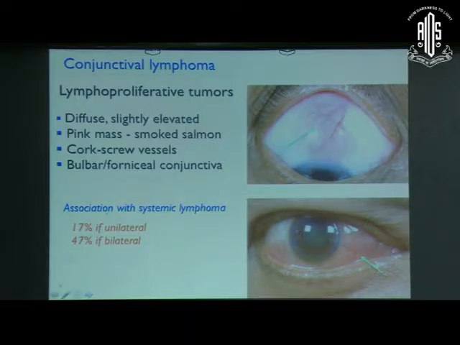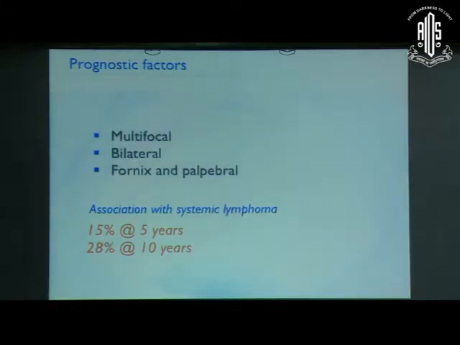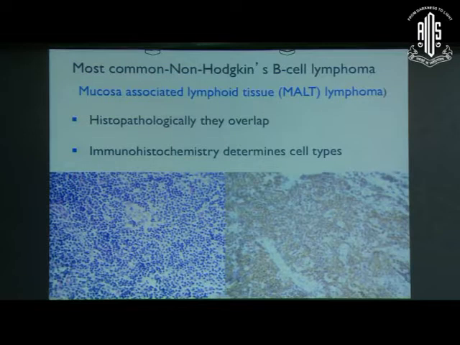So when do you want to actually investigate the patient? So as you can see here, this is from various literature that systemic association is 17% in cases of unilateral lymphoma and 47% if it is bilateral. So we would advise any patient who is histopathologically confirmed to have lymphoma of the conjunctiva, all of them undergo CT scan of the chest, CT scan of the abdomen, and we also do liver function tests to rule out systemic metastasis.